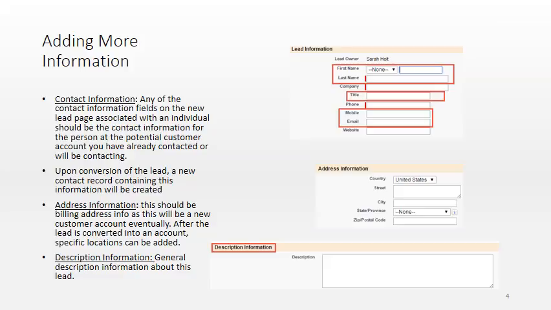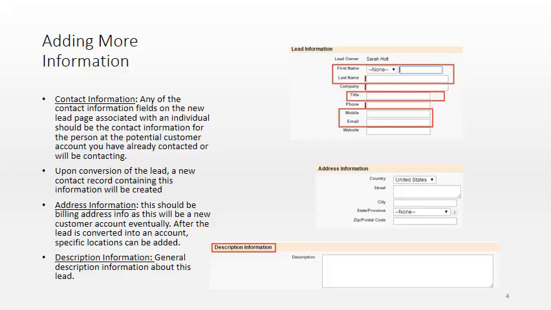Many of the fields on the lead page are obvious, but we will walk through those that need a little more explanation. Any of the contact information fields on the new lead page associated with an individual, like first name, last name, title, or mobile, should be the contact information for the person at the potential customer account you have already contacted or will be contacting. Upon conversion of a lead, a new contact record containing this information will be created. We'll revisit this again when we discuss the conversion process.